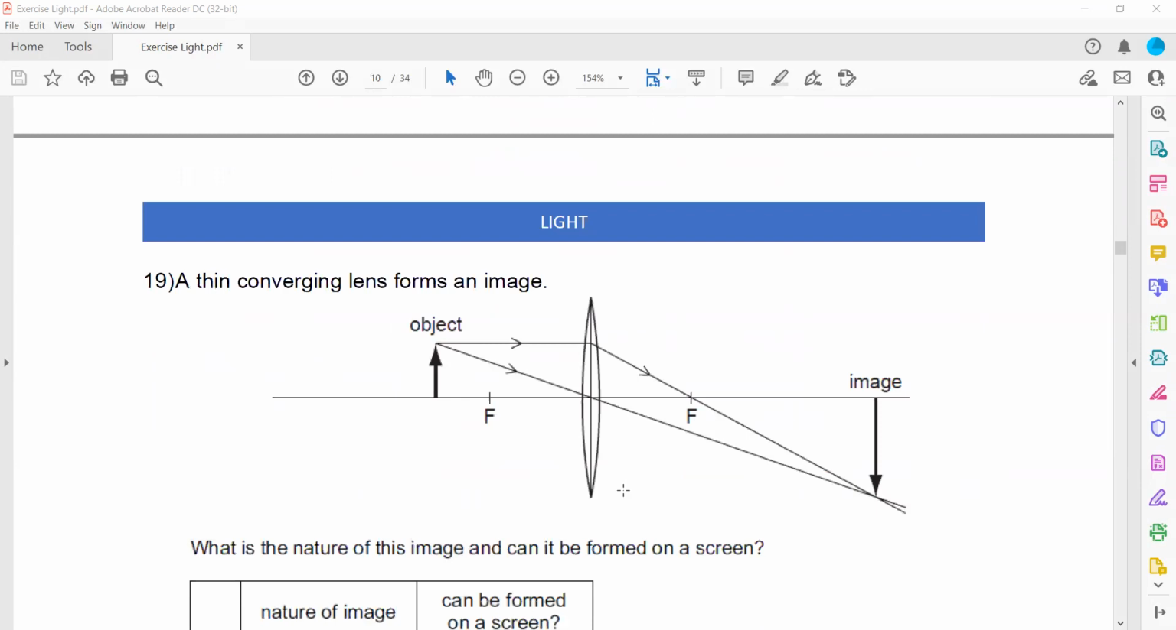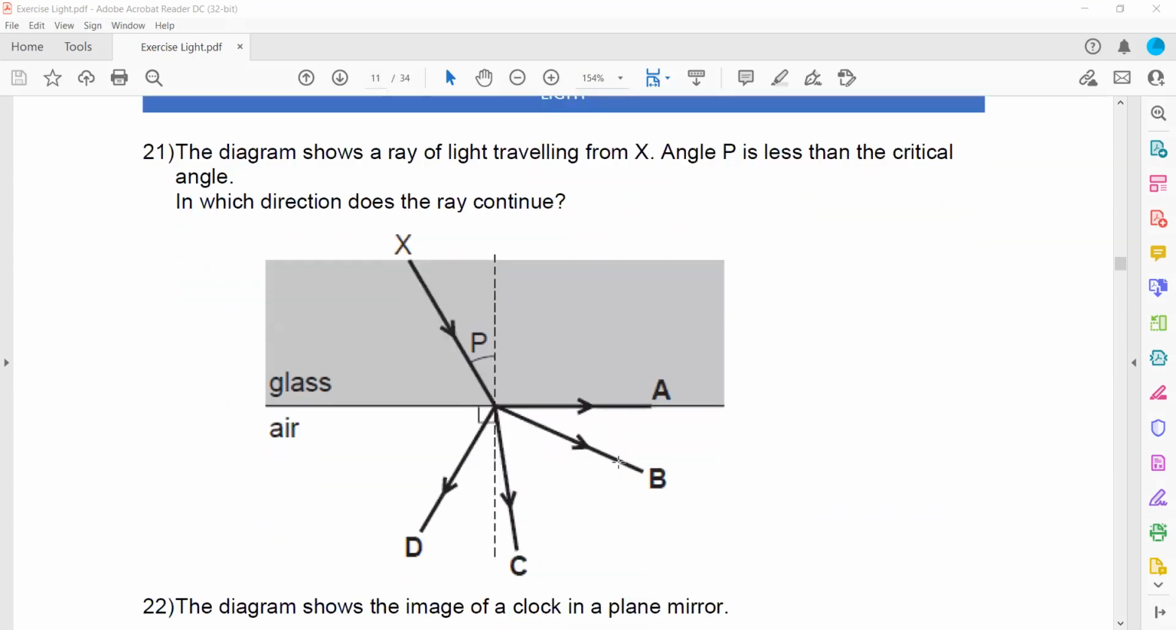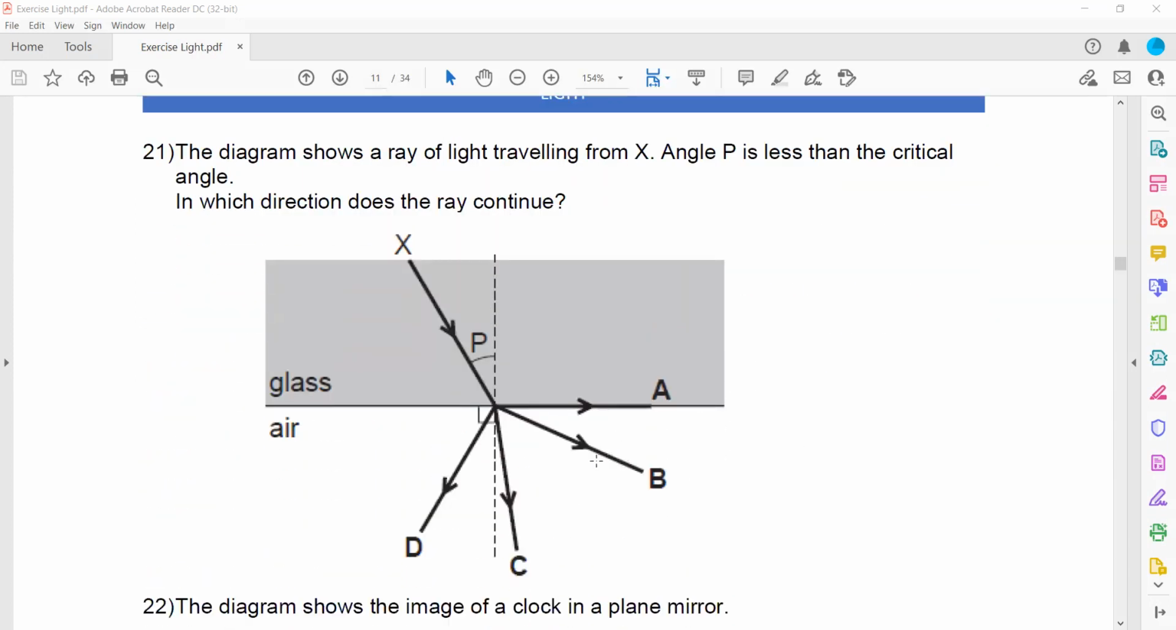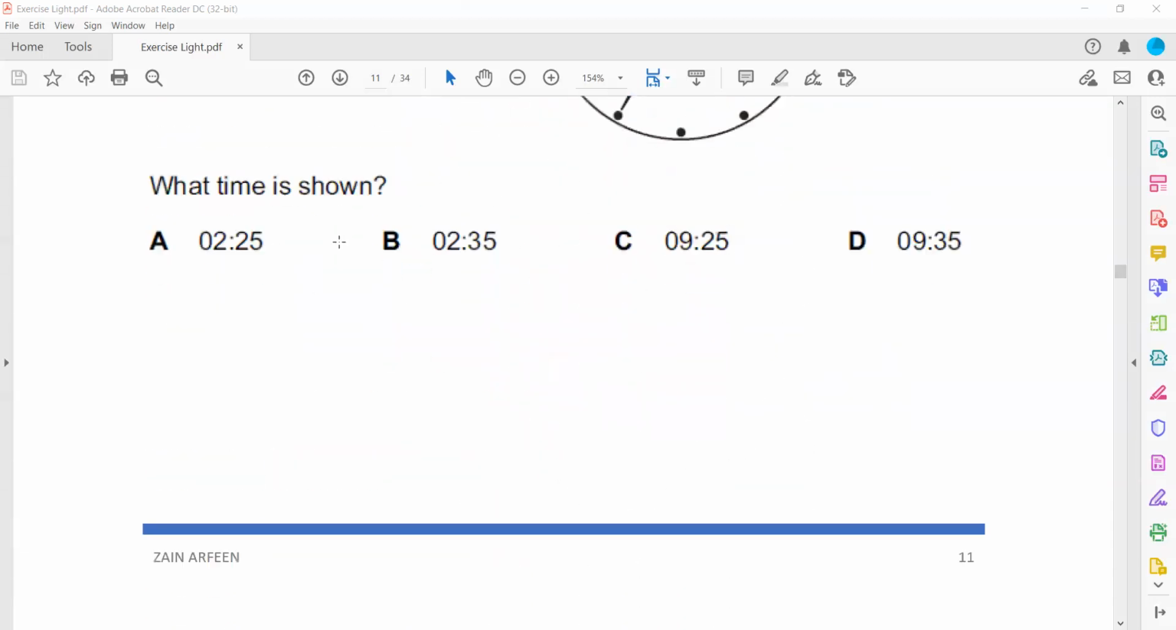Some of the questions are different. In this question, the diagram shows a ray of light traveling from X at an angle P. Okay, it is about critical angle. So that's the next topic after refractive index.